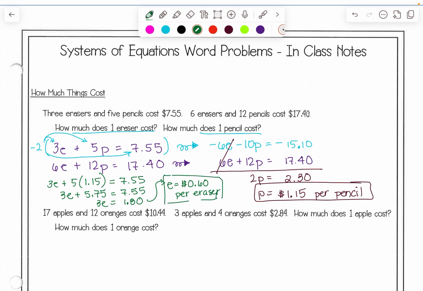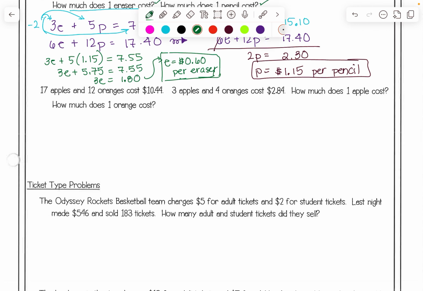Okay, you found the cost per eraser and per pencil. You answered both the questions. Now you can move on to your next problem.